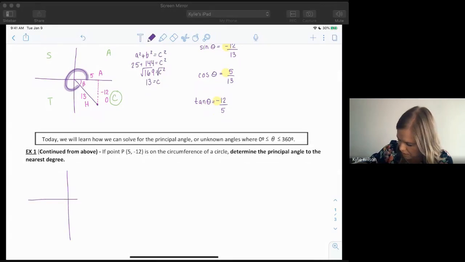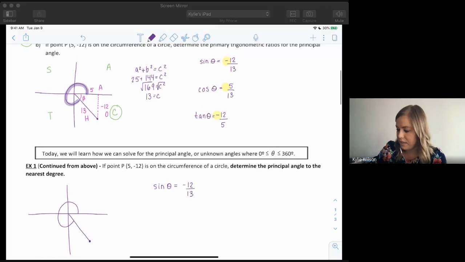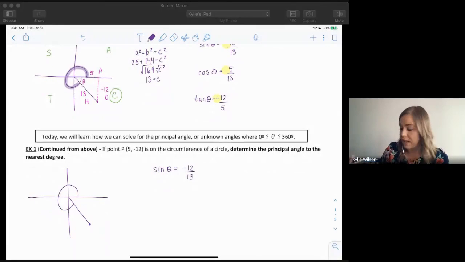So here we go. I'm just going to draw it again. So it's down here like this. And I have my little beta in there, and we're looking for this big angle. So all I'm going to do to start is use sine theta is negative 12 over 13. And I just got that from up here because it's the same example, just continued. So now I'm going to put that in my calculator to solve for theta. So theta is equal to sine inverse negative 12 over 13. And I'm just going to put that into my calculator.